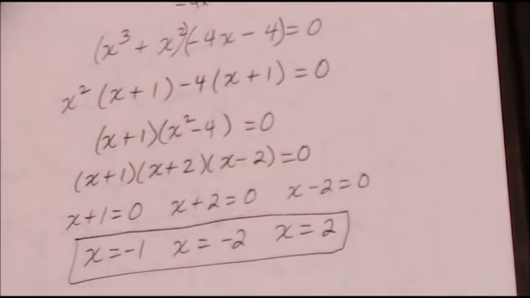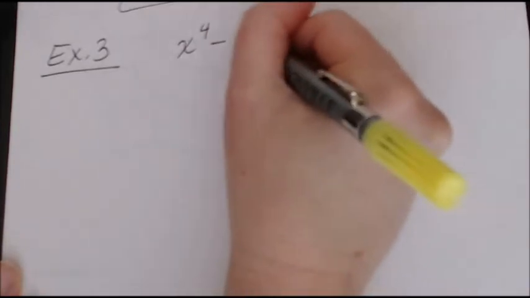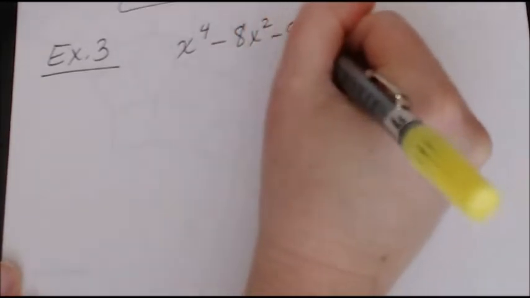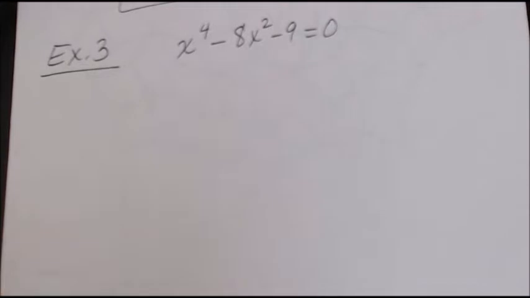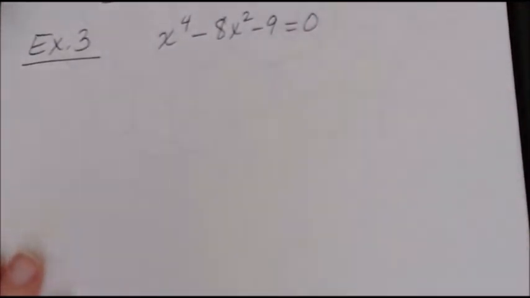The next example, example 3, is also an example of a polynomial. I'm going to move the page up here. So let's see what we have. We've got x to the 4th minus 8x squared minus 9 equals 0. And they want us to solve this equation. It's already equal to 0, so that saves us a little bit of work there.